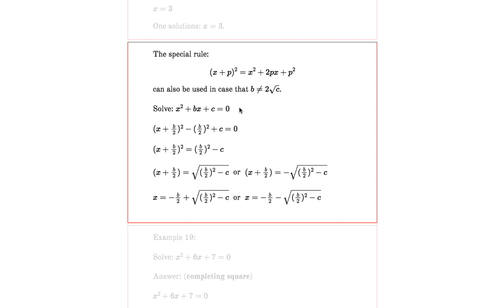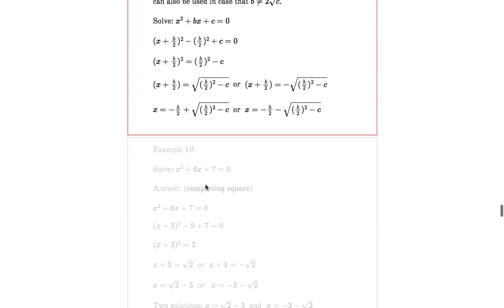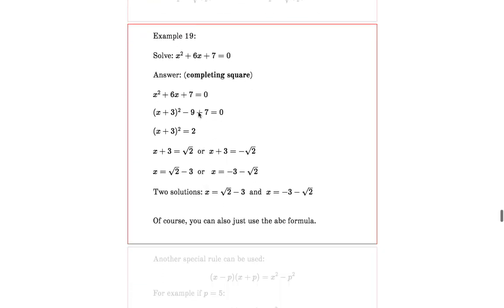This rule you can also use when b is not 2 times the square root of c, and this is actually called completing the square. This is quite hard to see how it works, so we're just going to look at an example because it's much easier. x squared plus 6x plus 7 is 0.